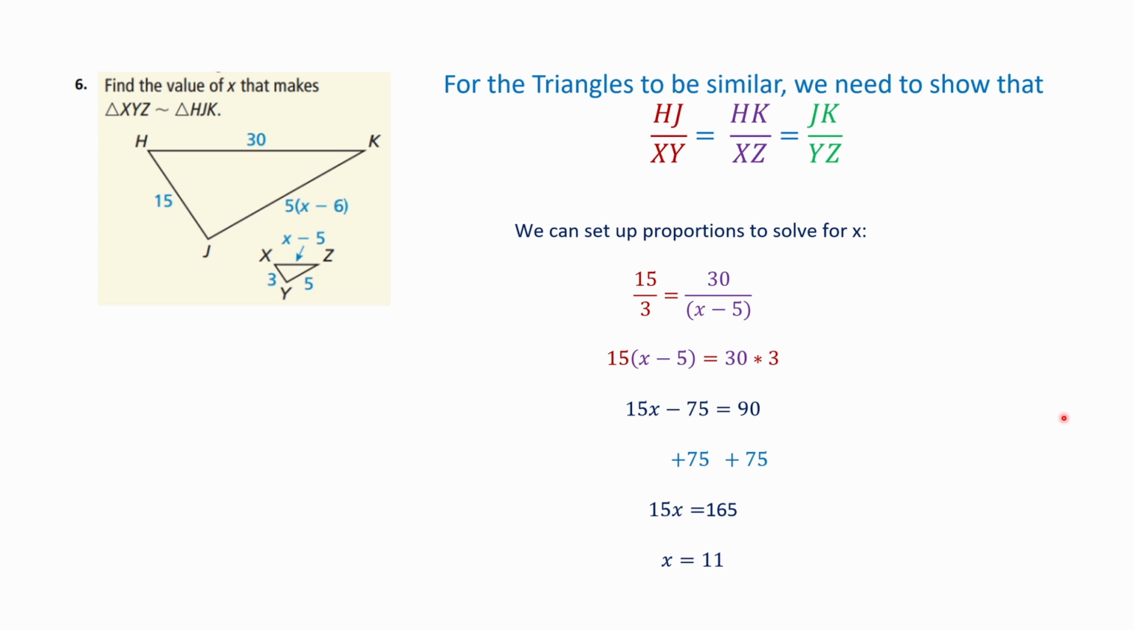So our ratios should simplify down to 5/1 for all 3 of the pairs of sides, because that's what 15/3 simplifies to. And if we look at our 30 over x minus 5, that would be 30 over 11 minus 5, which is 30 over 6, which does simplify to 5/1. And we could also have shown that these 2 are equivalent. HJ over XY is equal to JK over YZ. I want you to check that one on your own, so plug in the value that we got for x and make sure that this is true.